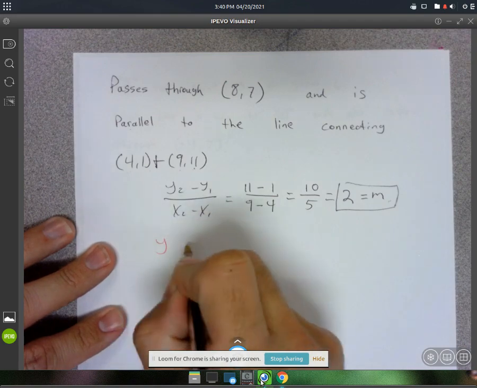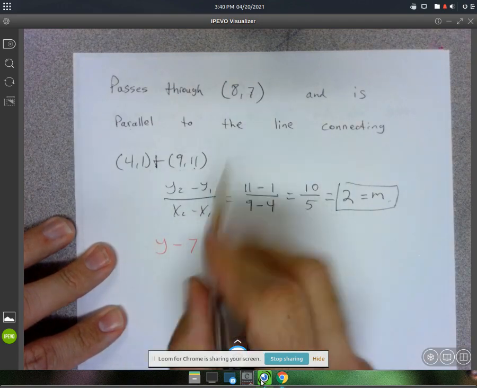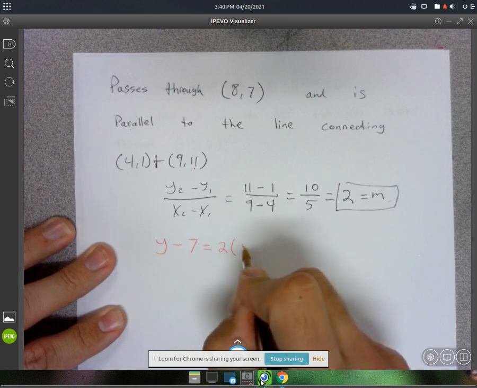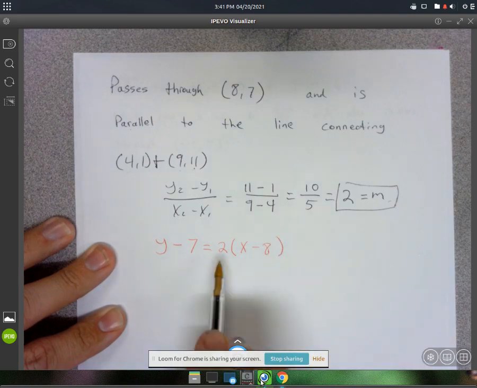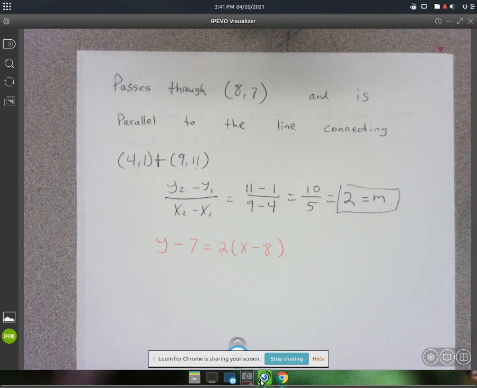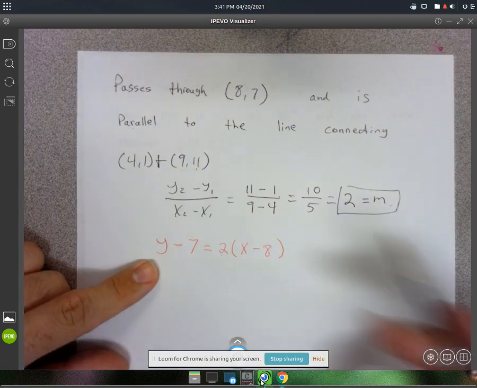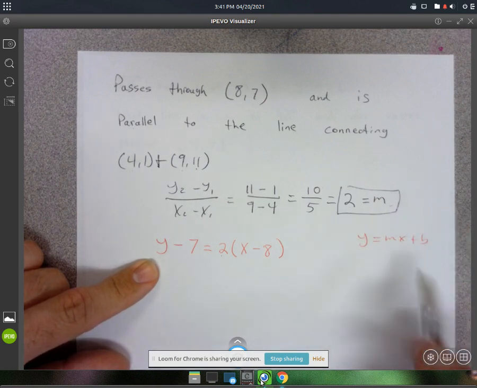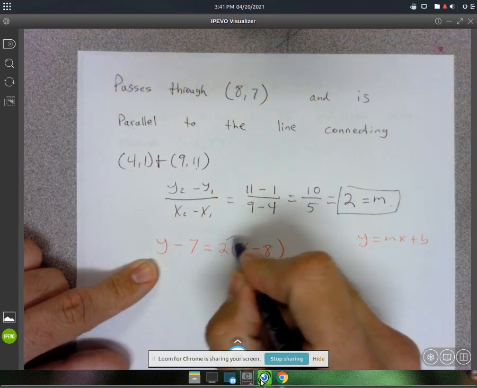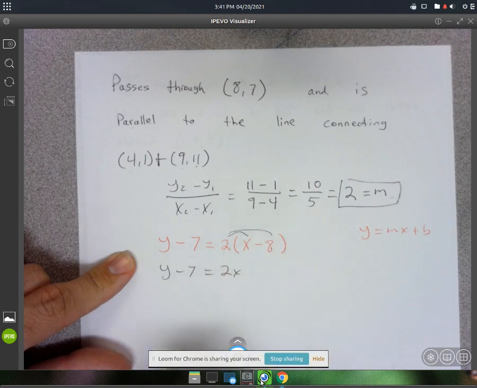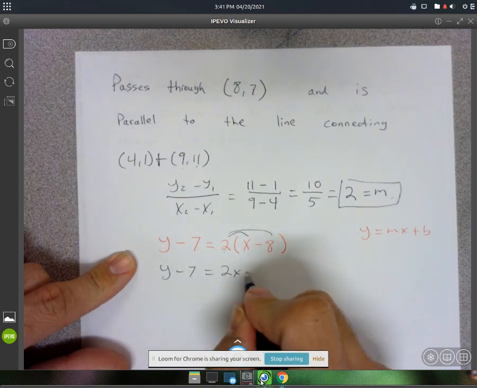So it's going to be y minus 7 is equal to m, which is a 2, and then x minus 8. So it's my slope, and that represents my point there. Now, to make it in slope-intercept form, you just got to go through the extra step of distributing the 2. You got to solve for y. That's what you got to do to get it in slope-intercept form. So I'll distribute my 2.